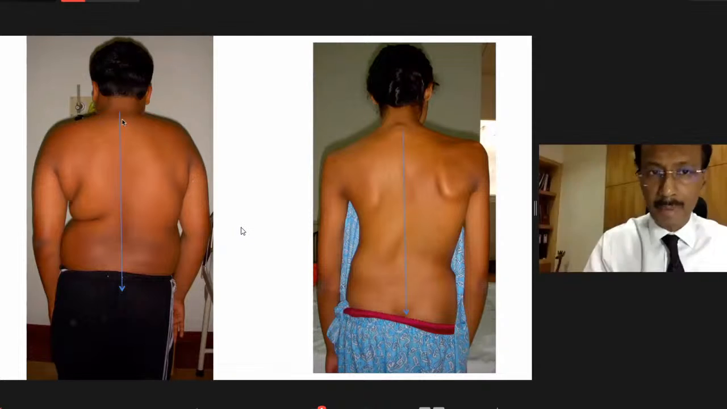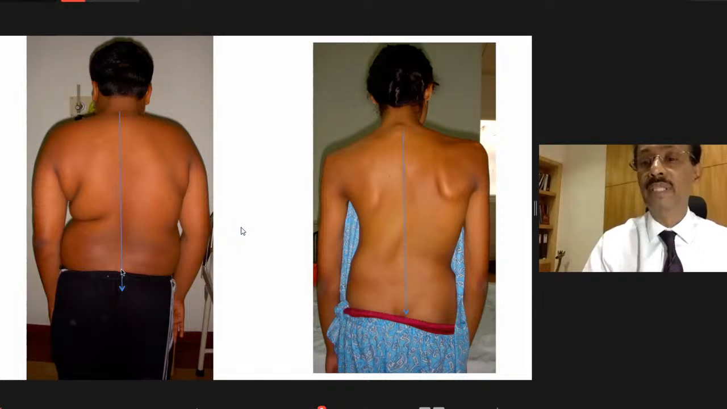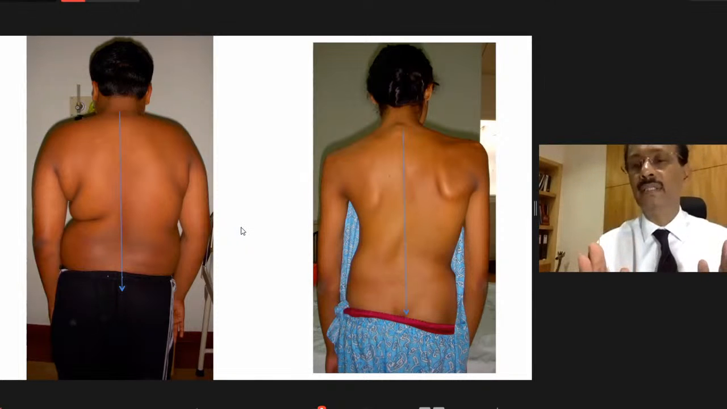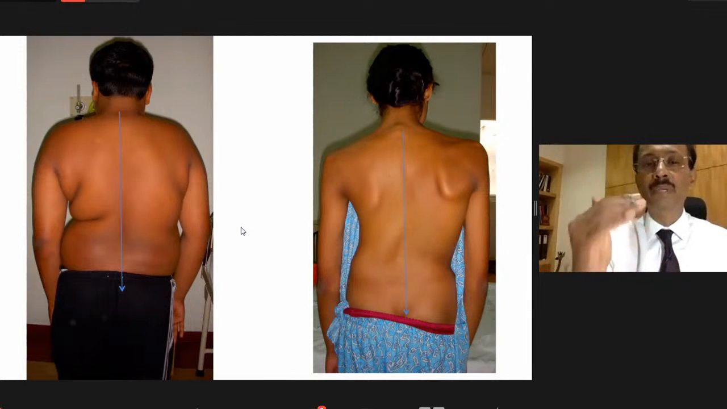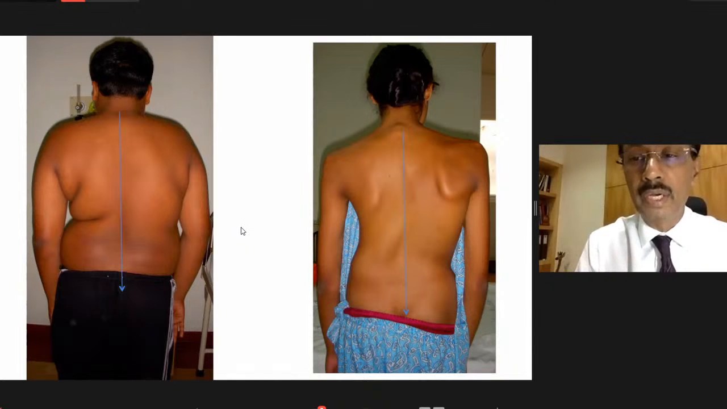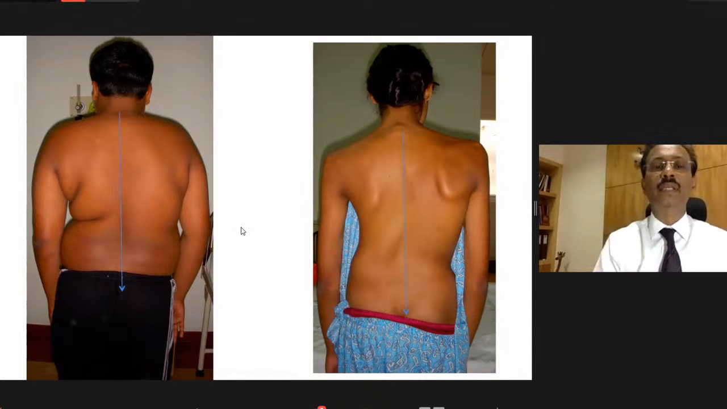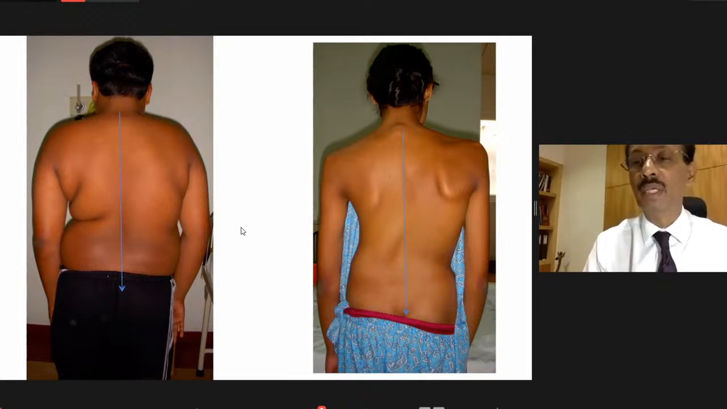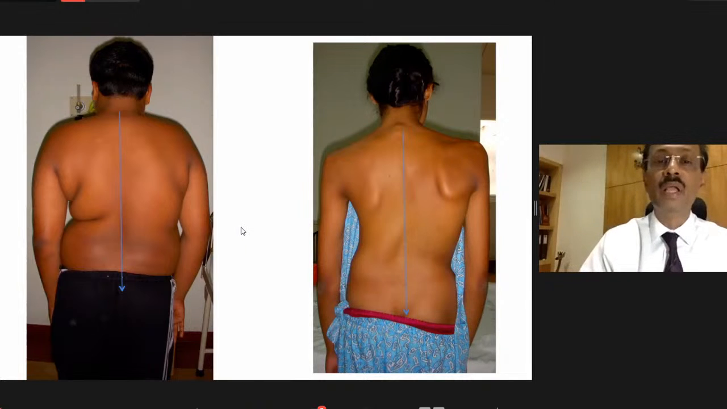But when you draw a plumb line from C7 and you drop the plumb line down, when it goes centrally over S1, then this patient is compensated. C7 is exactly over S1, but in between there is a deformity. So when you describe this in your clinical examination, you will say that there is a thoracic deformity to the right side, but the plumb line is maintained and the spine is compensated.